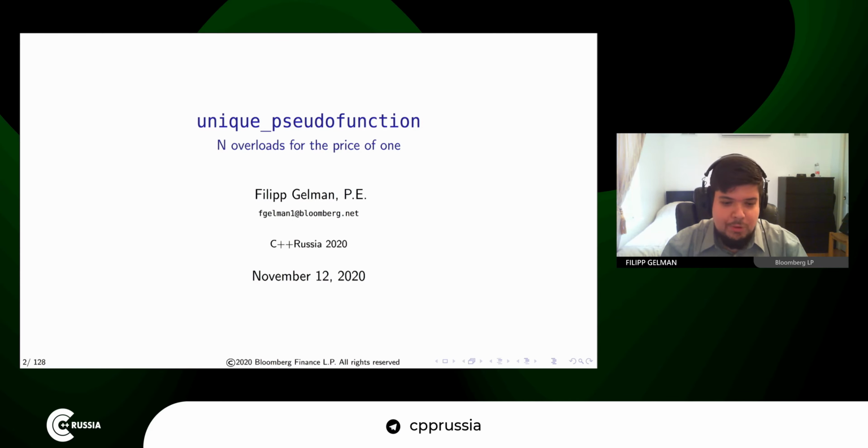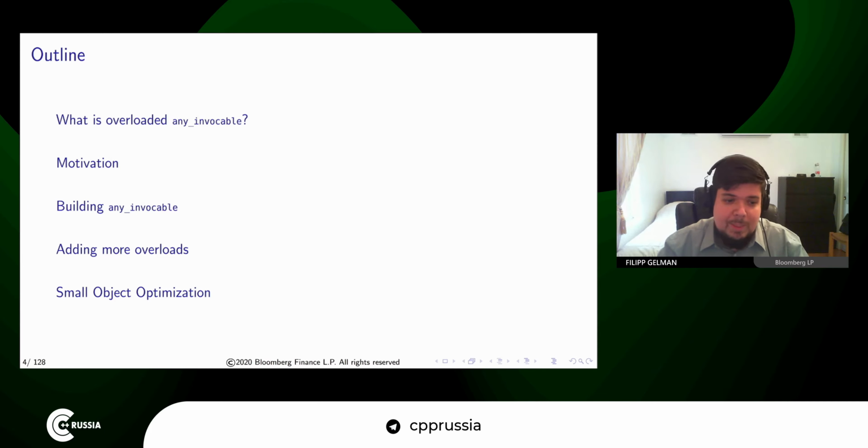So first I'll show you how it looks and how you might be able to use any invocable. I'll try to tell you why I think this is cool, and I'll show you how to build one by first building a non-overloaded any invocable and then adding more overloads. And then, depending on time, we'll maybe look at the small object optimization and more fun stuff. Let's begin.